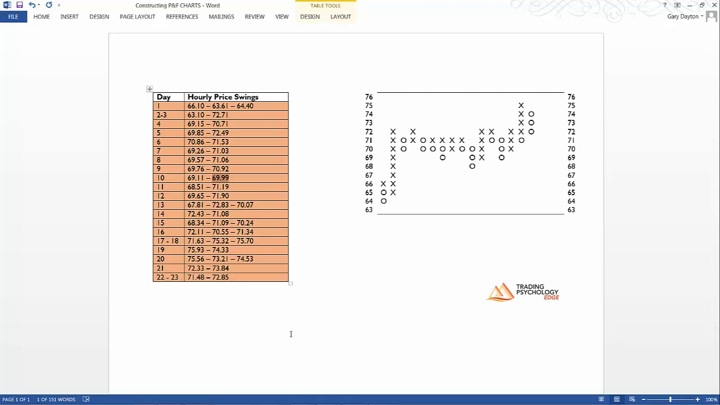So a full figure is required, and if we already have a figure in that slot when the market changes direction, we have to create a new column, and then we go from there, either up or down. I hope that's clear for you. That's basically it. It's fairly straightforward and fairly simple, tedious to do, certainly, but that's how we create point and figure charts.